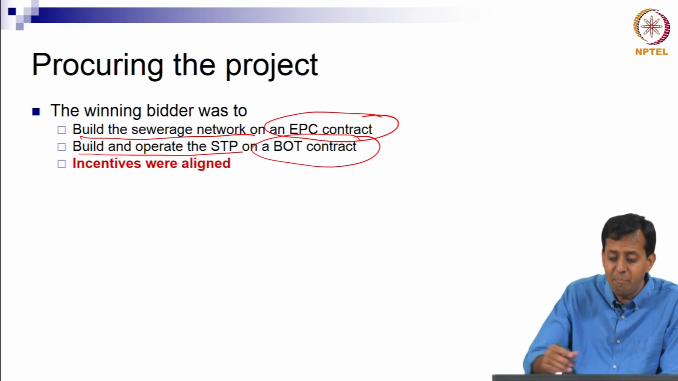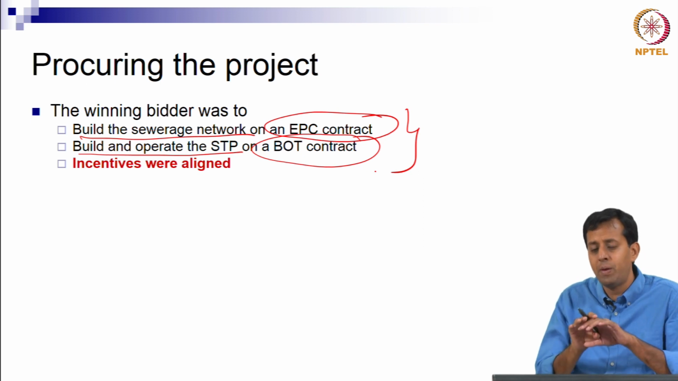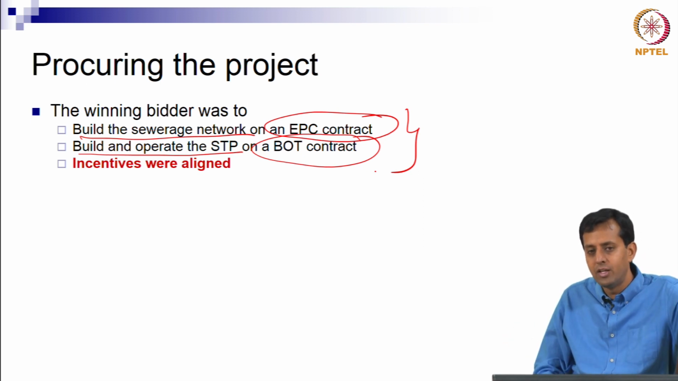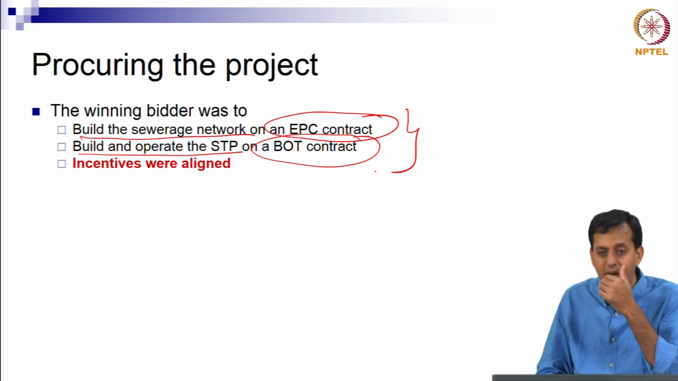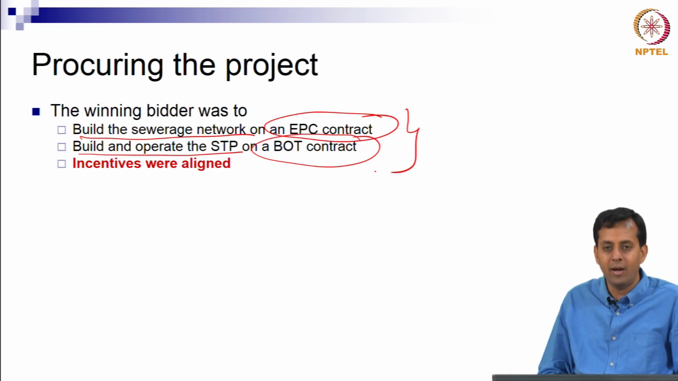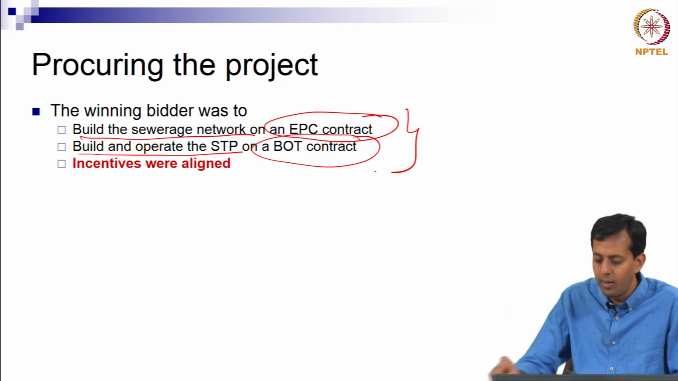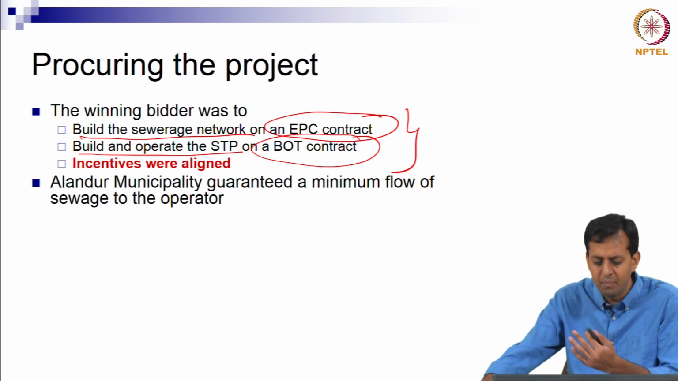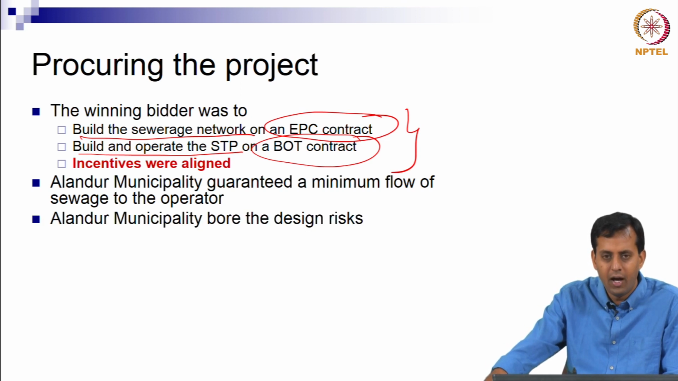But the thing was, the same person was supposed to do both. The idea behind this is that very often people split these responsibilities. They say you build the sewer system, you build the sewage treatment plant. Then you have the issue that my sewage treatment plant is built but my sewage system is not yet ready and therefore my plant cannot be operated, or the other way around: the sewer system is ready and wastewater can flow in, but my plant cannot be built, right. So essentially they said the same person must do both so that this interface is integrated, okay. So incentives were aligned. Alandur municipality also said irrespective, we will guarantee a minimum flow of sewerage to you, right.